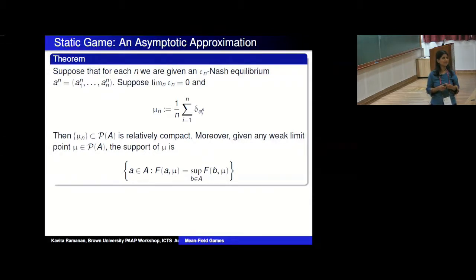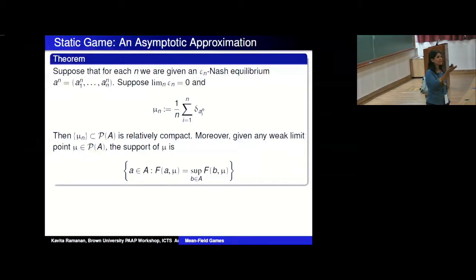What does it mean to be, what is the limit game? Okay, first, the Nash equilibrium is a collection of A1 to AN. It's not just one action. Is that what you mean? Okay. Here, you can ask another question, but I'm trying to make sense.